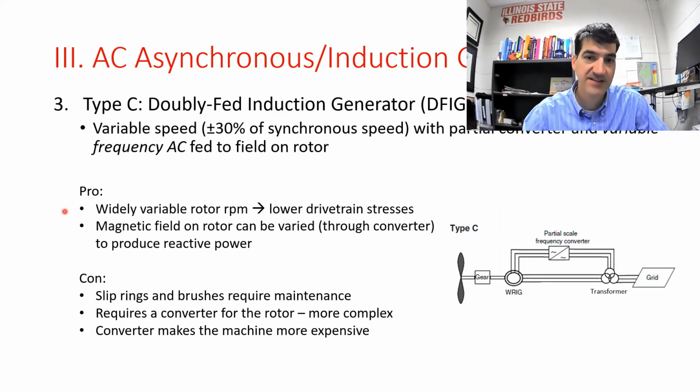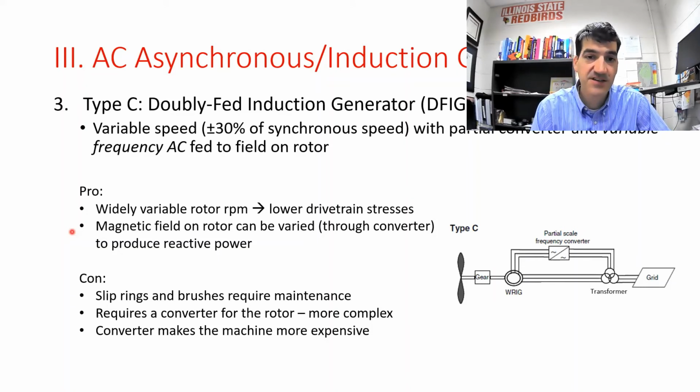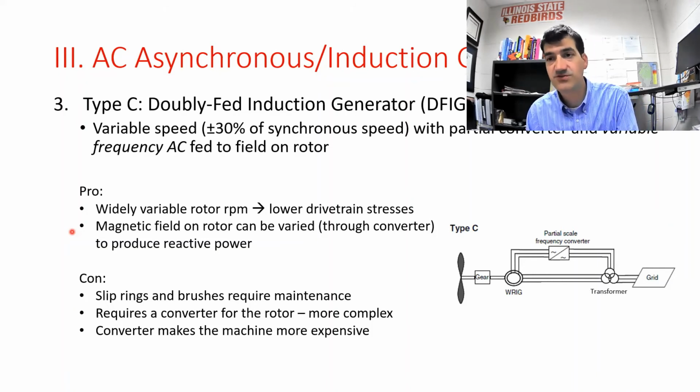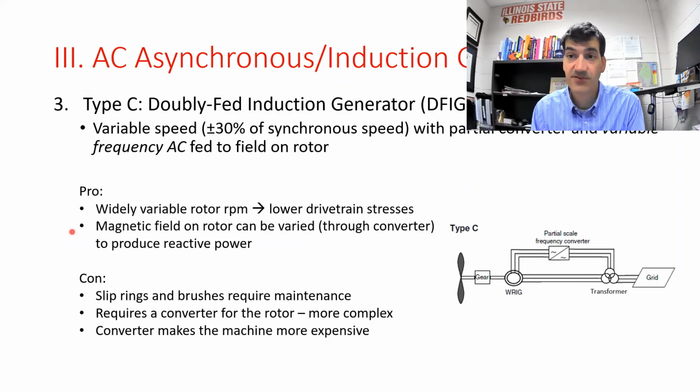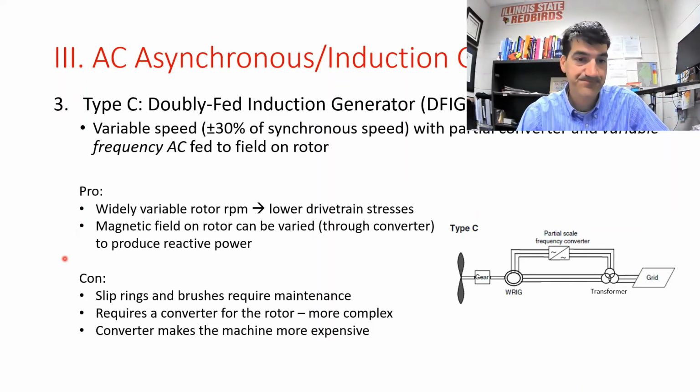That's a big advantage. And this is also a big one I didn't mention before: because we have that converter and we can change the magnetic field on the rotor, this can actually produce reactive power. So this is another significant difference between this design and the previous two asynchronous designs that we talked about. This can actually produce reactive power, whereas the other ones consume reactive power.